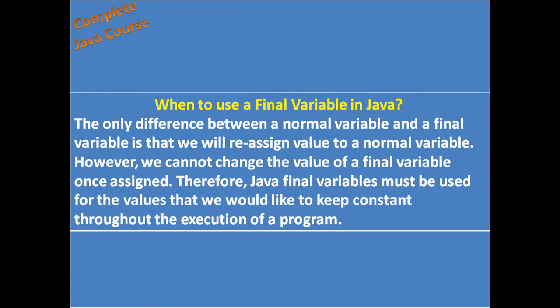So when to use a final variable in Java? The only difference between a normal variable and a final variable is that we can reassign a value to a normal variable. However, we cannot change the value of a final variable once assigned. Therefore, Java final variables must be used for values that we would like to keep constant throughout the execution of a program. It means if any value in your program is never changing, then define that value as final.